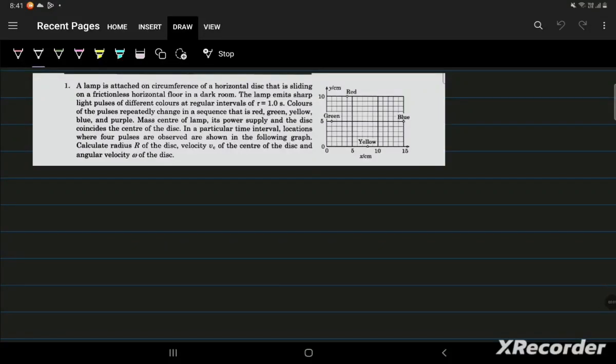Hello everyone. Today we'll be discussing a question from Pathfinder, to challenge your understanding of rotational kinematics. Let's get started.